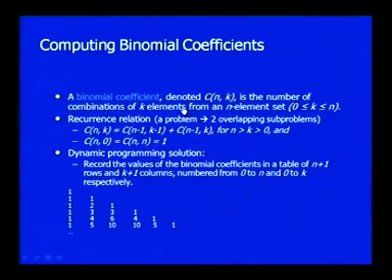A binomial coefficient is the number of combinations of k elements from an n element set. So, I am restating this problem as a recursive equation, and dynamic programming comes in now because I am going to record the intermediate results into a table, and then I am going to reuse this table to find the final answer.